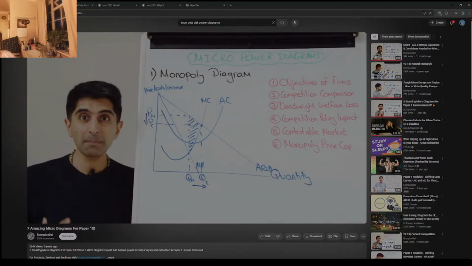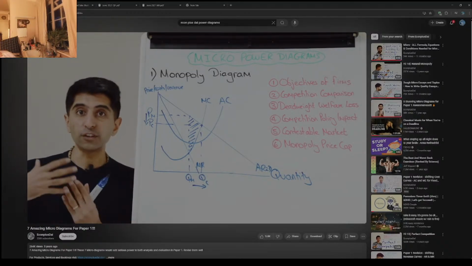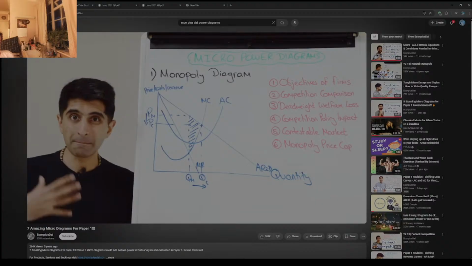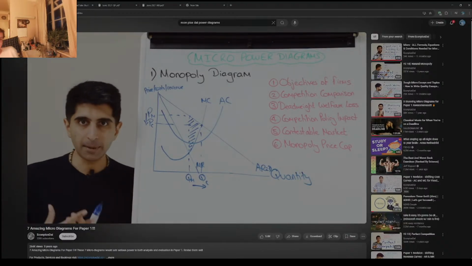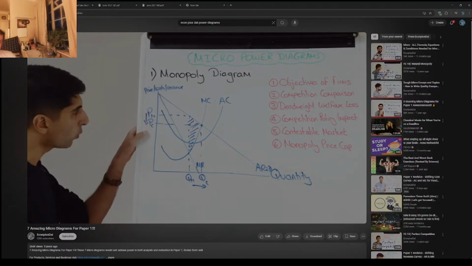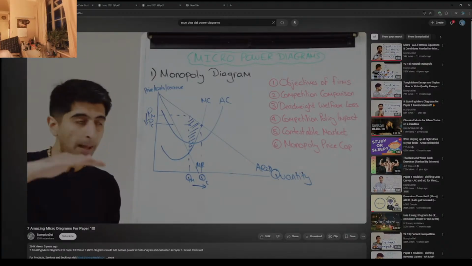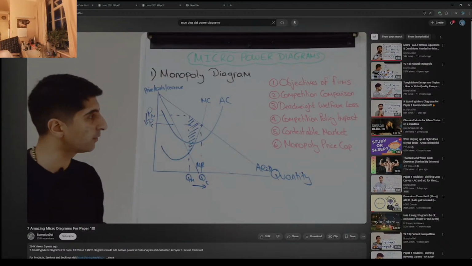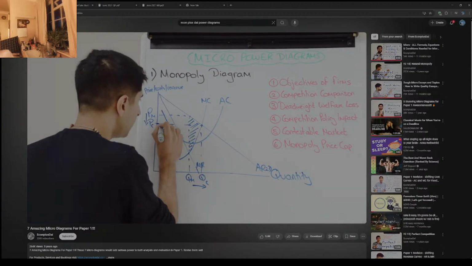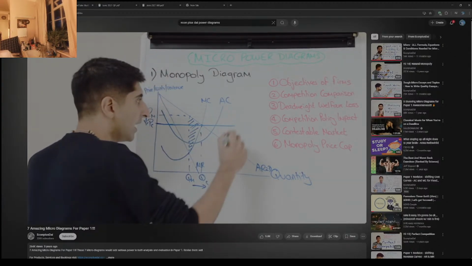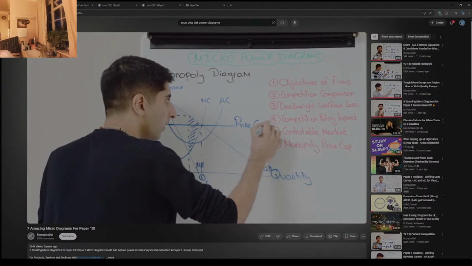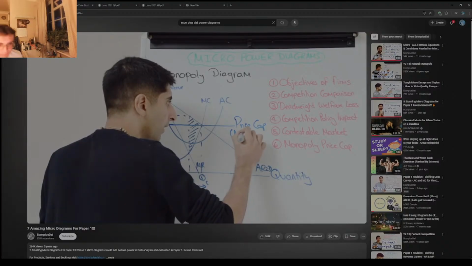But we can also show the impact of a monopoly price cap. So this is monopoly regulation, the price cap, the maximum price that a regulator might set on a monopolist. Where would that price cap go? It would go at PC, right? So maximum price at PC, that's the allocatively efficient price. So you would show that simply by putting a maximum price there, call it the price cap, or the maximum price.